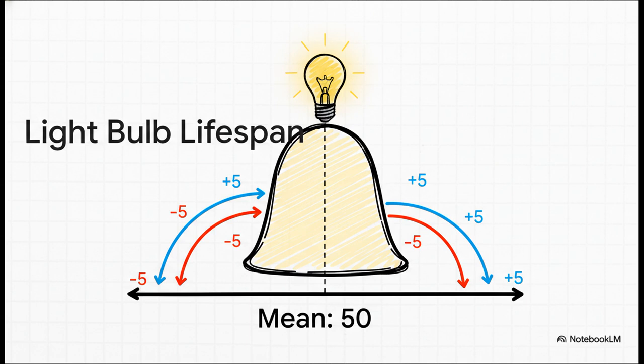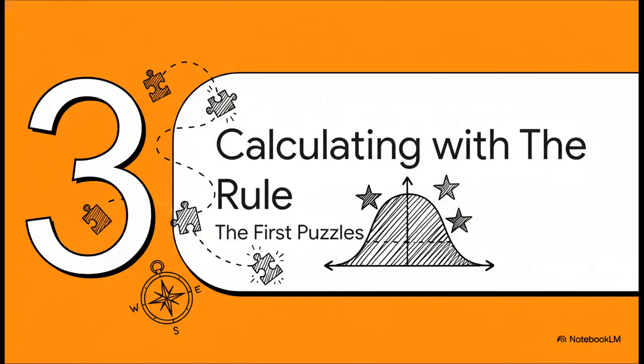The standard deviation, our step, is 5 weeks. So 1 step up from the mean is 55 weeks. 2 steps is 60, and 3 gets us to 65. And if we go down, it's 45, 40, and 35. These are the key values we're going to work with. Okay, we've got our map and our key values. Let's use the empirical rule to solve our first couple of puzzles.